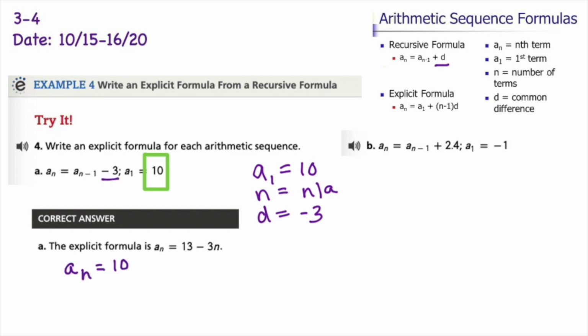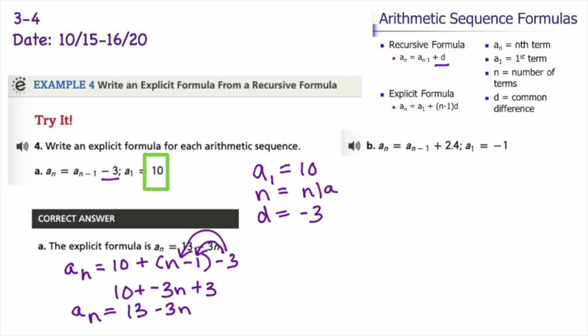So we're going to write the explicit formula out. So a sub n equals 10 plus n minus 1 times that negative 3. Then you're going to distribute the negative 3 into the parentheses. That gives you negative 3n plus 3. Then you're going to add 3 and 10 together, and you get your 13. And 13 minus 3n would be your answer for the a sub n explicit formula.